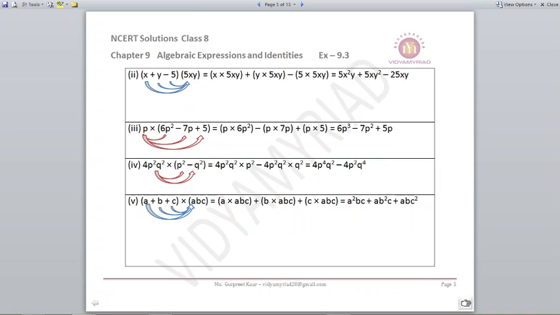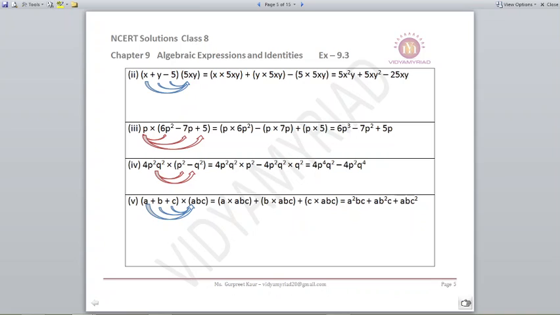We will write 4p raised to power 4 q square, minus of 4p square q square multiplied by q square. Now there are 2 q here with 2 power. So what I will do is, it will become minus 4p square q raised to power 2 plus 2, that is 4. So minus 4p square q 4.